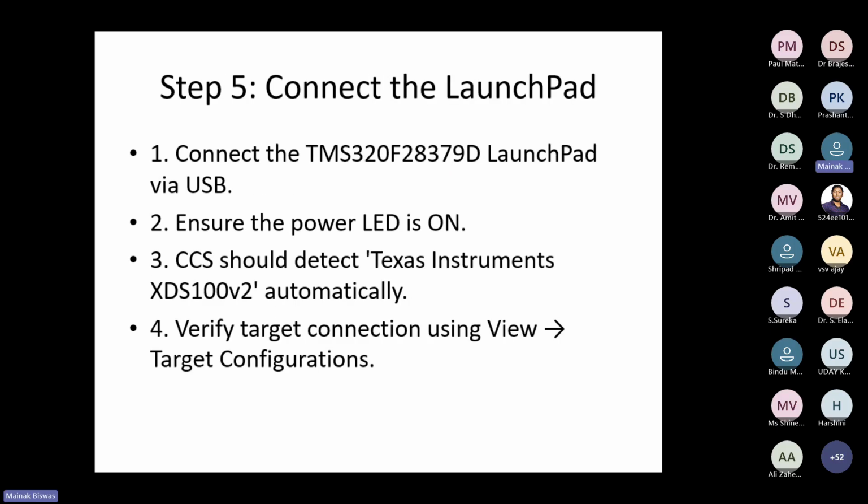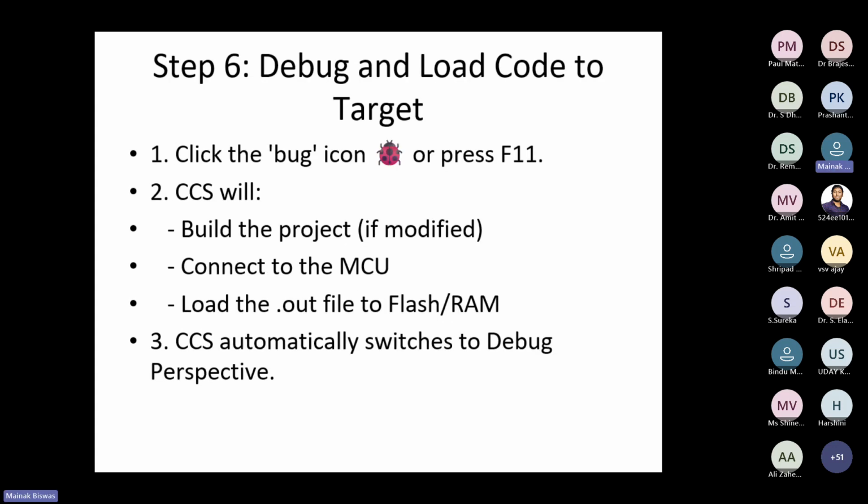So the next step is to connect the launchpad. I already connected my C2000 launchpad, this one, via USB, and then ensure the power LED is on. That is the built-in LED in the C2000 microcontroller. Then CCS should detect the Texas Instruments XDS100v2 automatically. Then verify the connection. I already showed you how to verify the connection using View Target Configurations. Then debug and load to the target.